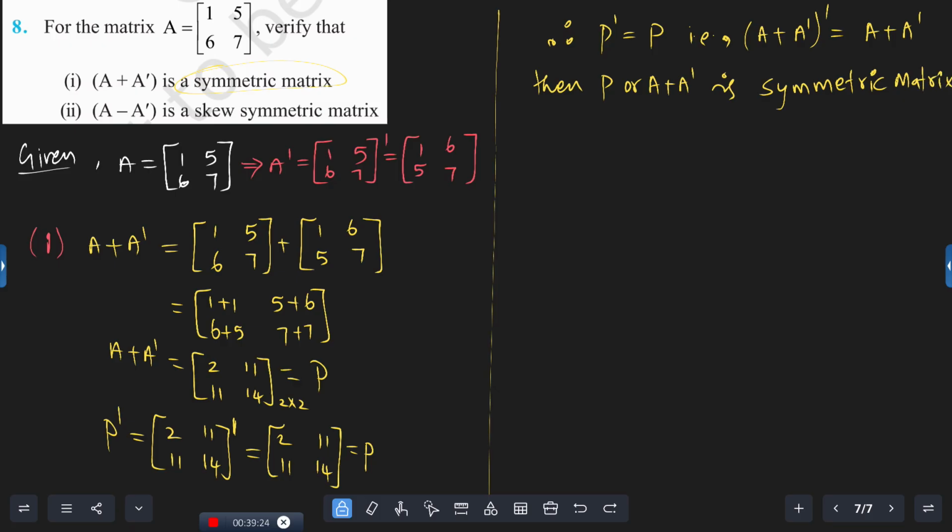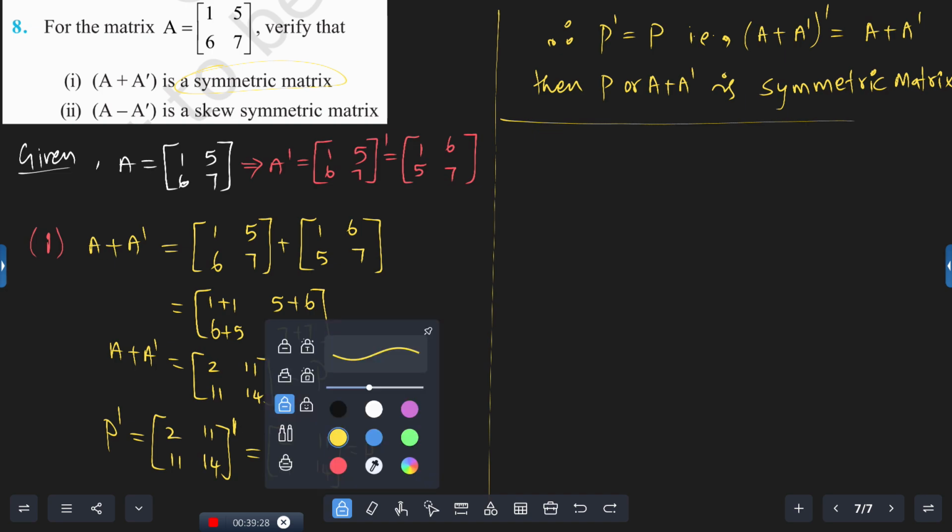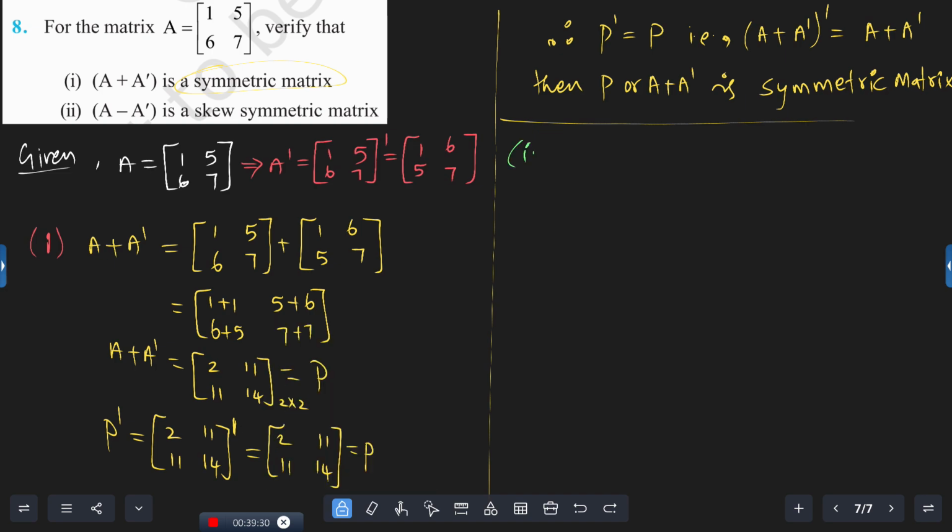In the same manner we have to do for the second subdivision. Second subdivision also has the same matrix A only. This A and A dash I will be using as it is. But here they asked to subtract. When you subtract, it will be a skew symmetric matrix, it seems. That we have to verify. So A minus A dash we have to find.